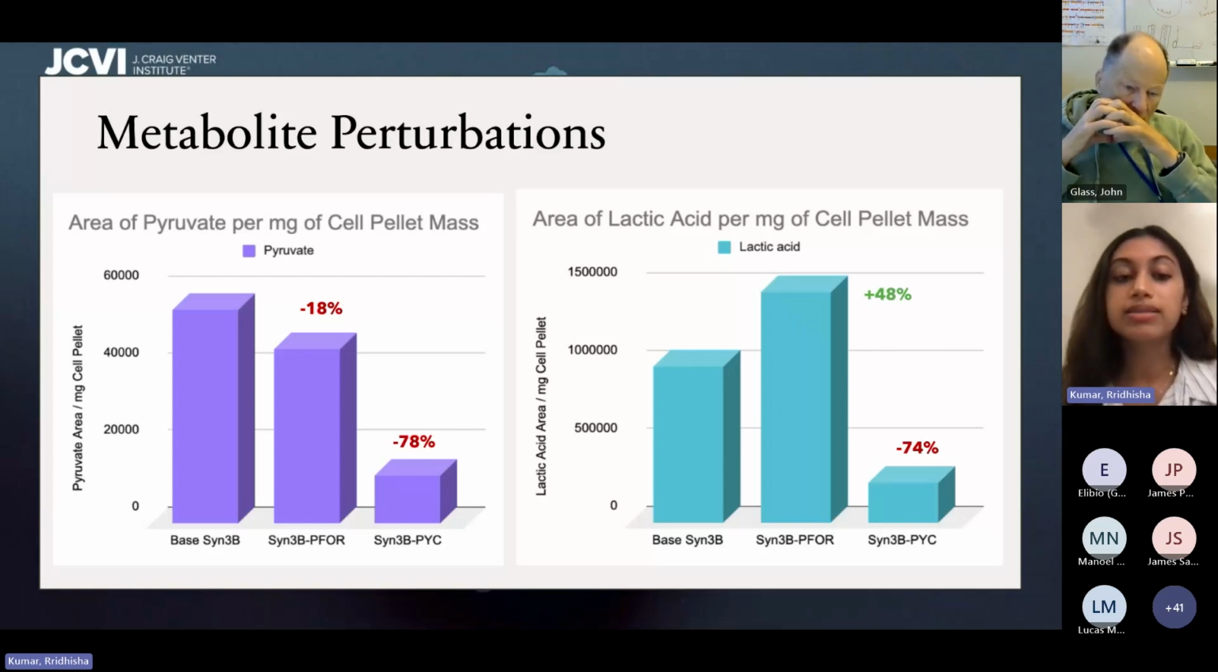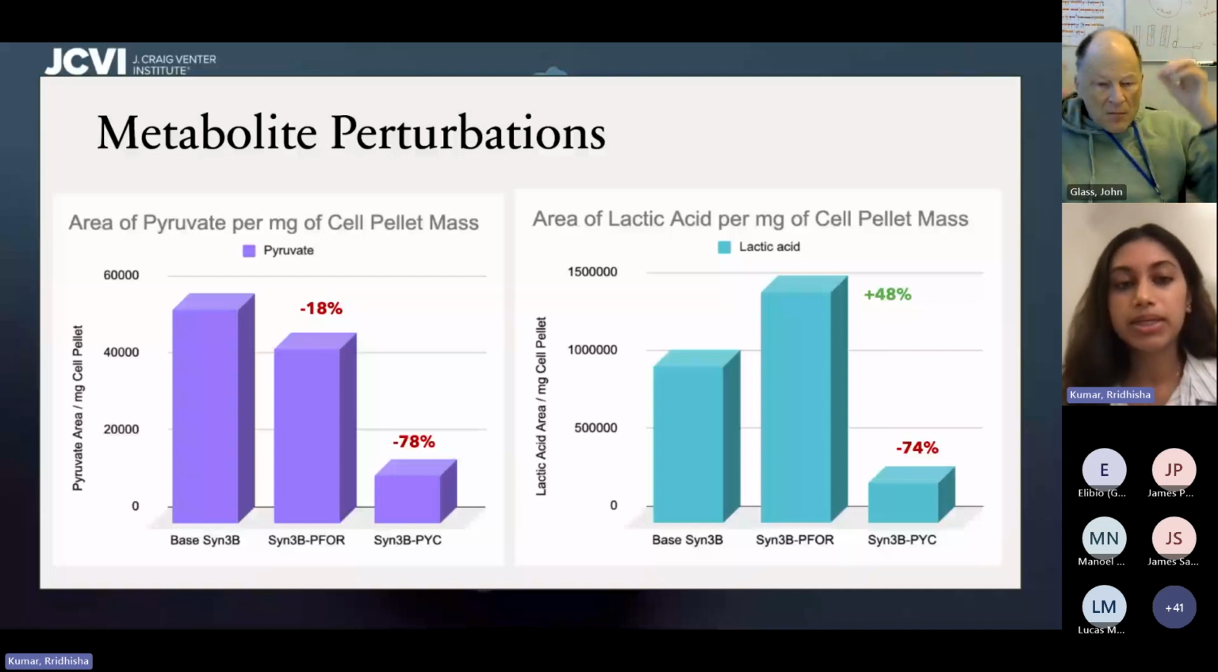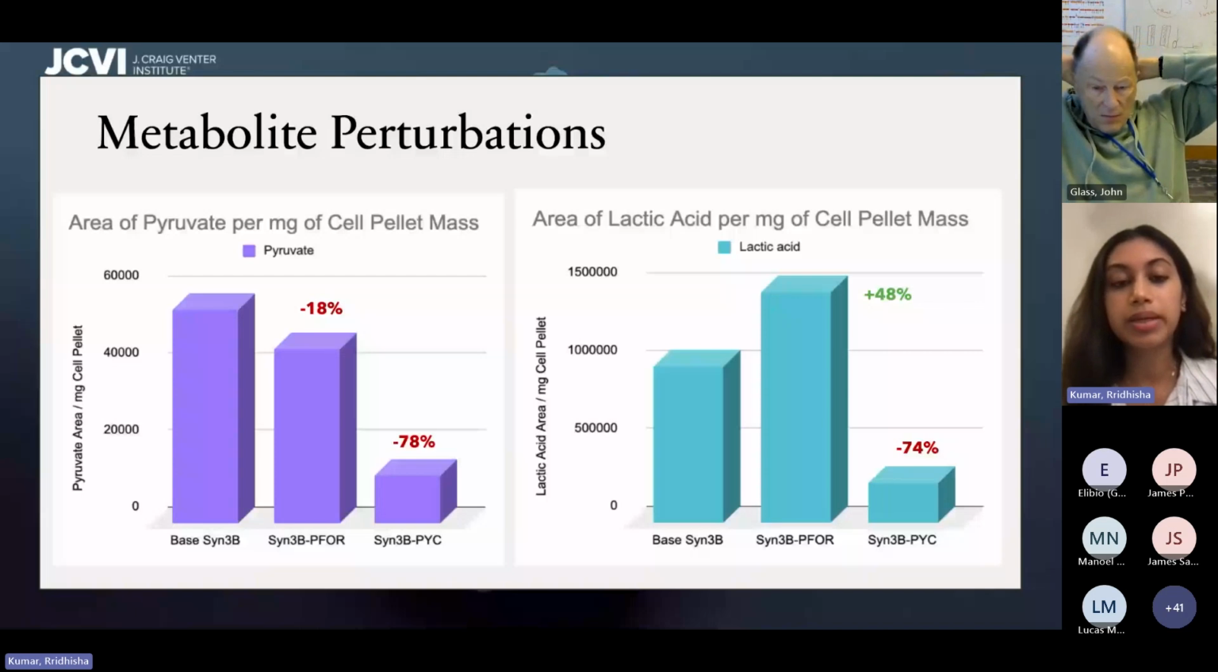So we think the P4 enzyme is working the way we want, and it's just that the pyruvate that was produced was converted into lactic acid. So that's why we see that increase there. And then for the PYC strain on the right, we see the trend that we expected, where because it's consuming pyruvate, there's a decrease in both pyruvate area and lactic acid area.